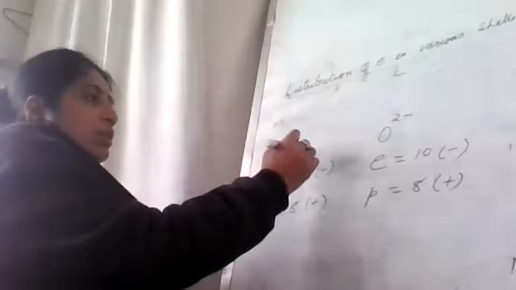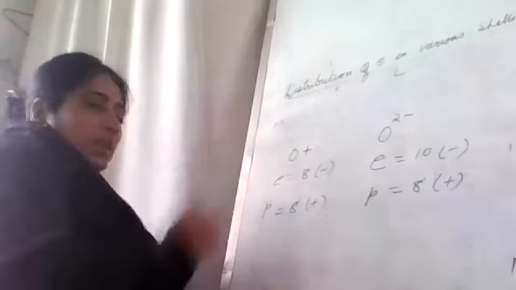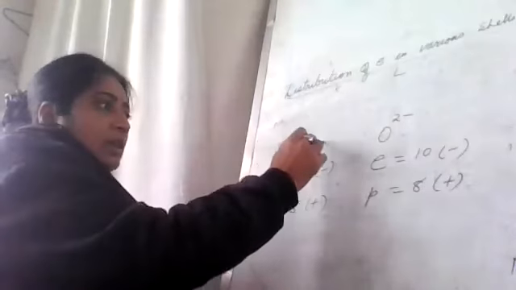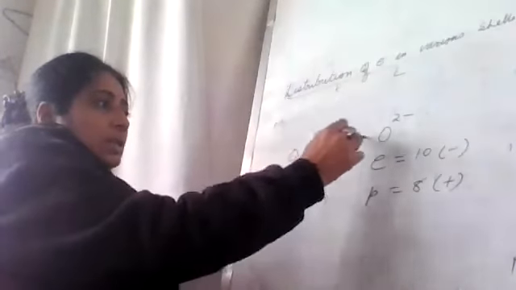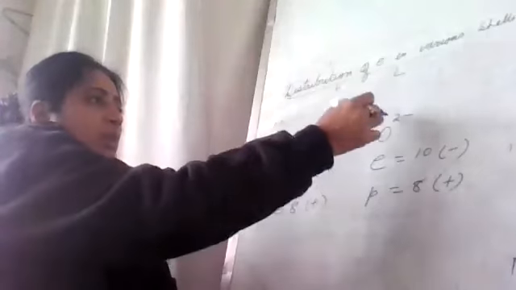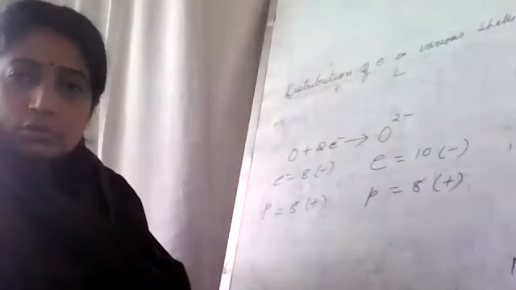और ऐसे भी जब लिखेंगे तो हम क्या लिखेंगे? गेन कर रहा है तो प्लस लिखेंगे. क्या गेन कर रहा है? 2 इलेक्ट्रॉन्स गेन कर रहा है, तो प्लस माइनस क्या? -2. ओके.